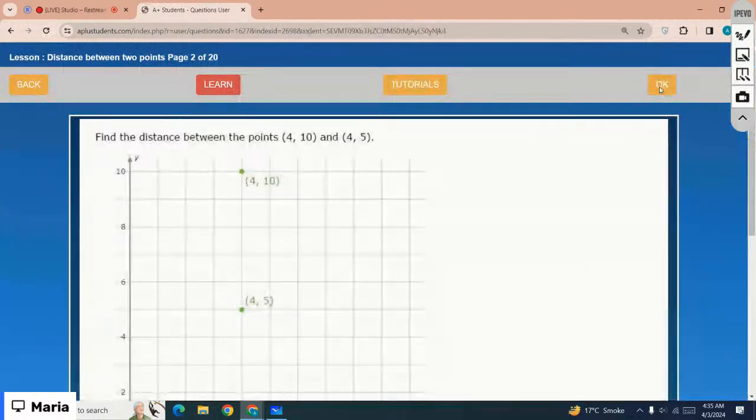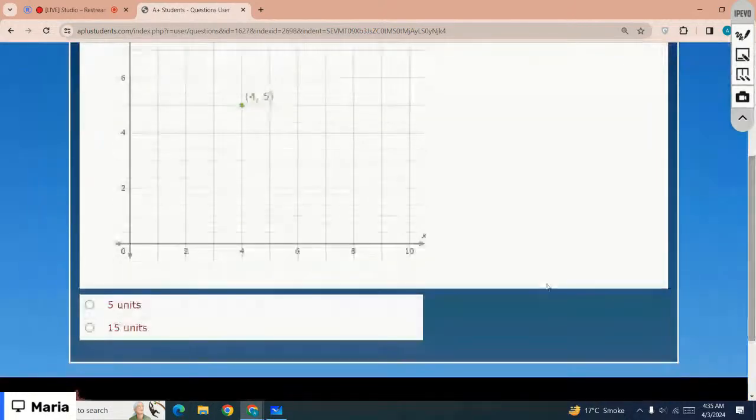Find the distance between the points (4, 10) and (4, 5). Isn't it the same one we just did, right? The distance between the 2 points is 5 units. The correct option is 5 units it is.